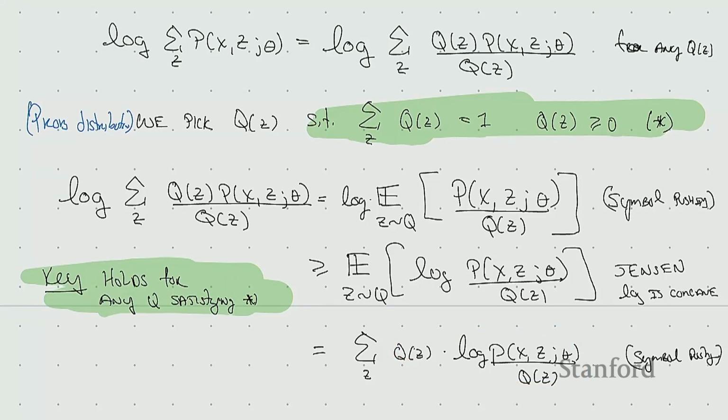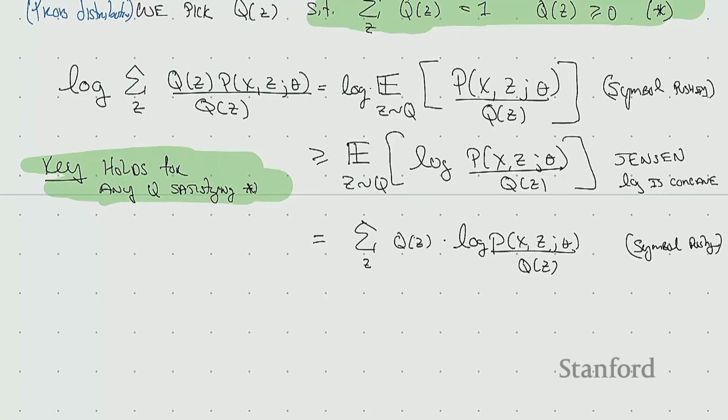Okay? So this whole thing gives a family. This is just what I was saying there. So you're right ahead of it. This gives a family of lower bounds.